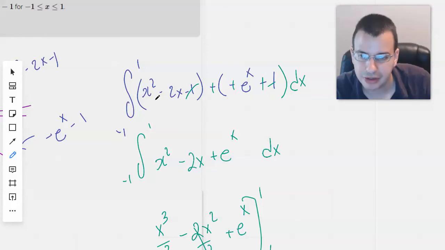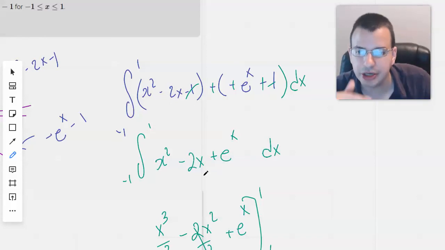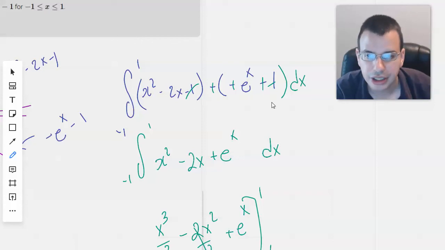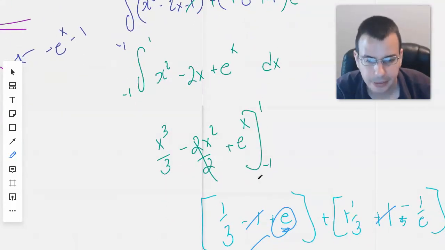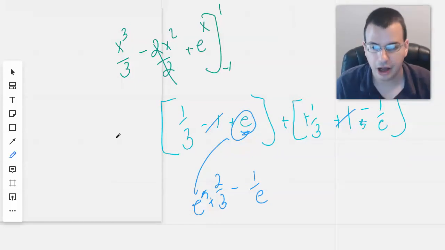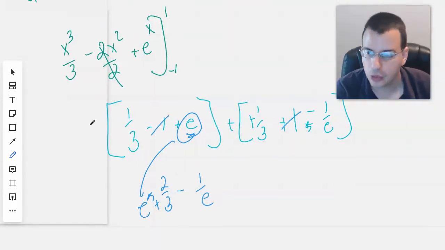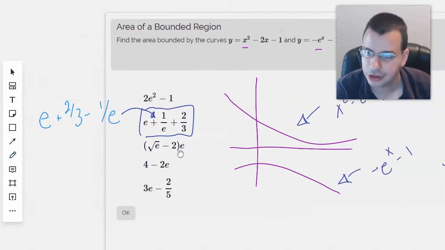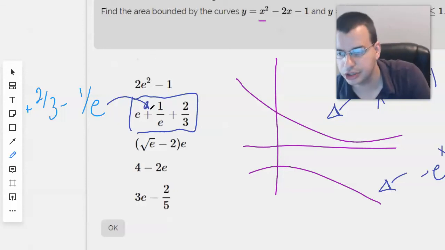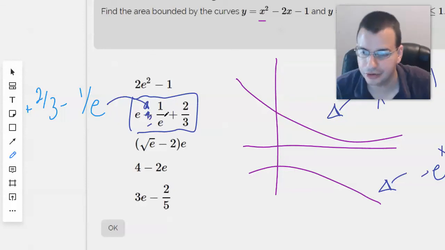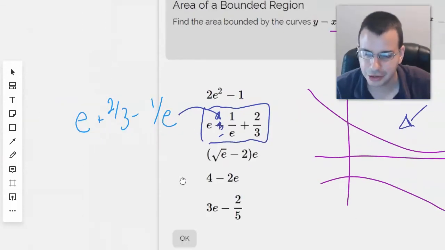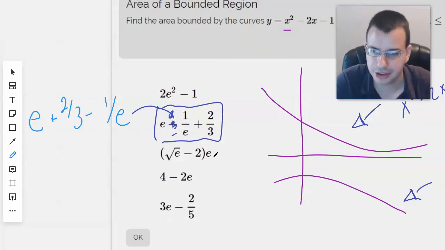So we have the x squared minus 2x minus 1. That seems reasonable. Then we have our e to the x here. Yep. Nope. I am confident that we are correct on this. So this should actually be negative 1 over e. And the rest of the answers don't even really make much sense compared to this.